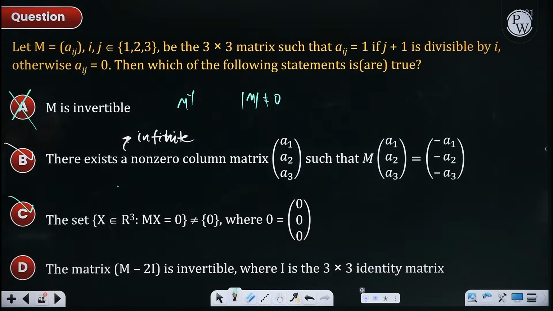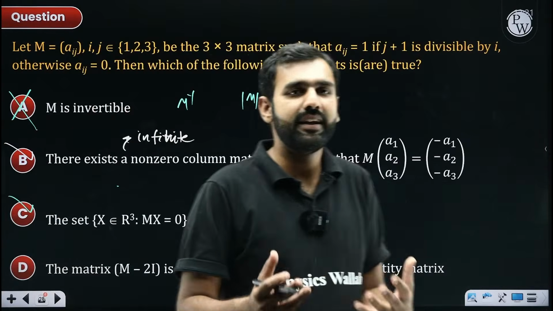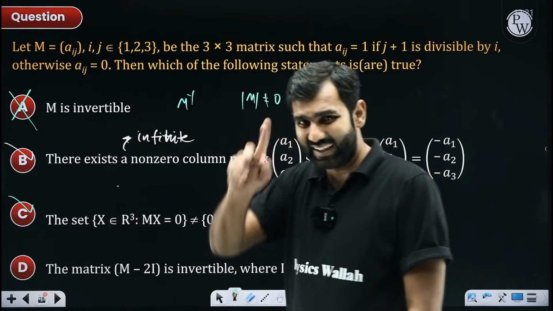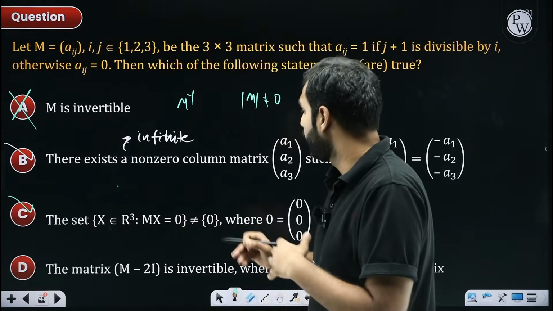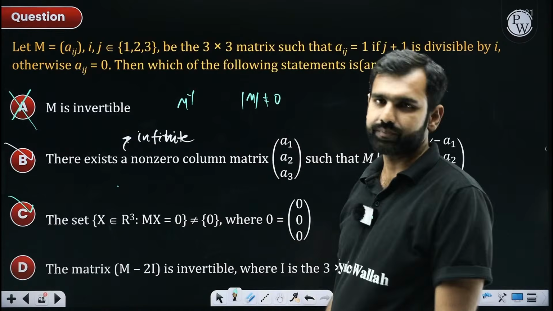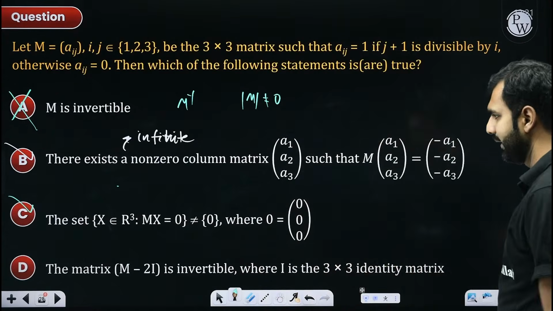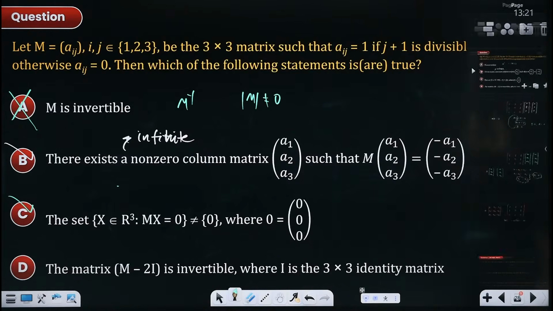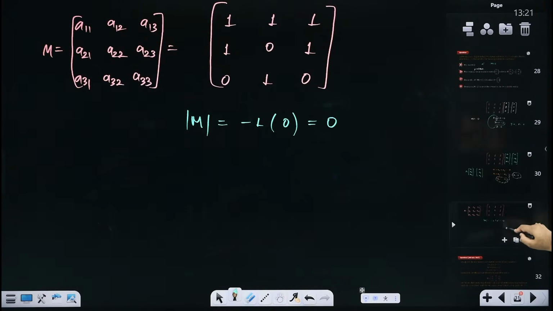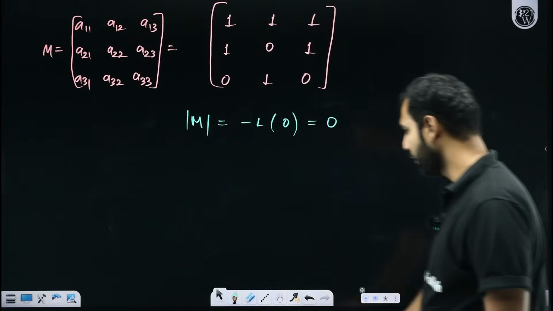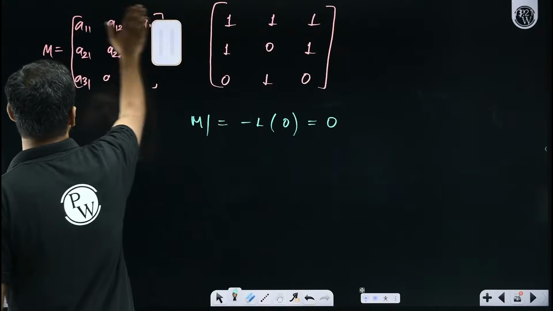Everybody got this? There are infinitely many small x, small y, small z, for which the capital X matrix exists, for which MX is equal to 0, which is the null matrix. Now, let's focus on option D. Pay attention to this part, students. I hope everybody is comfortable with whatever I've done so far. No confusion on that.